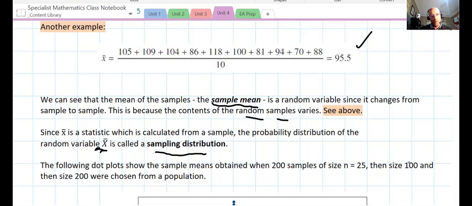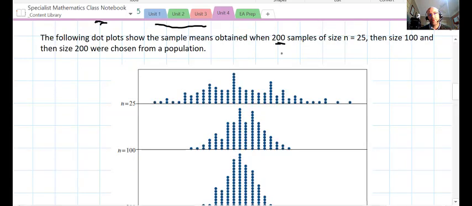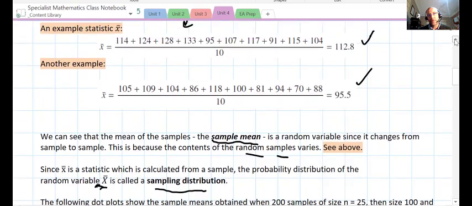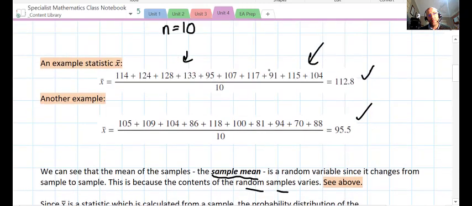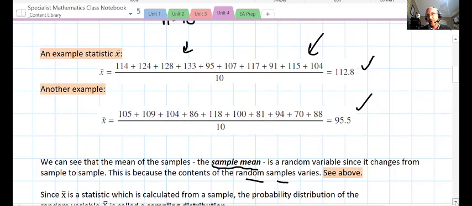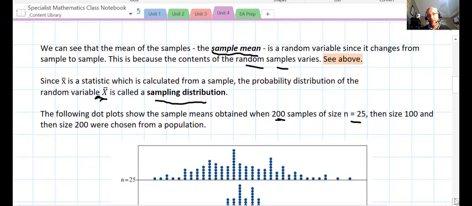And what we did was look at different sample sizes, and what happens as we increase our sample size. We took 200 samples using technology, and the first time we did it we had n equals 25, so each of these samples has 25 values in the calculation. That's only 10 here, but imagine 25 numbers divided by 25. That's the same mean process that we've got there.